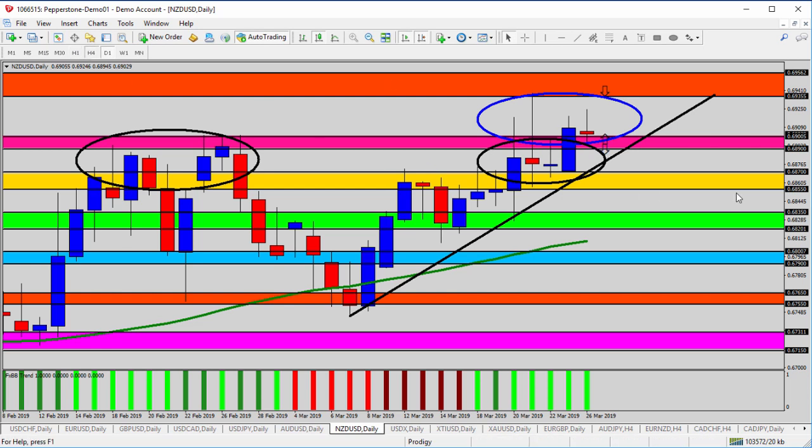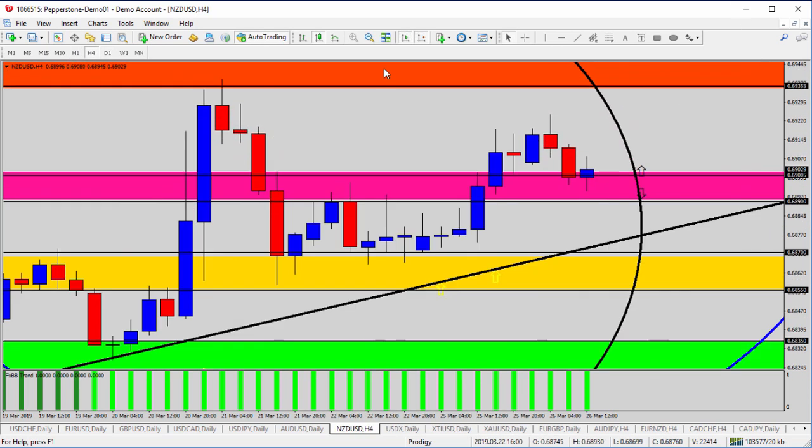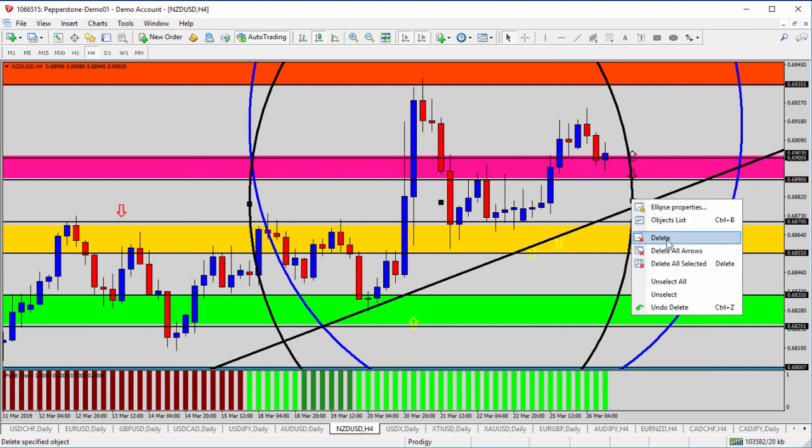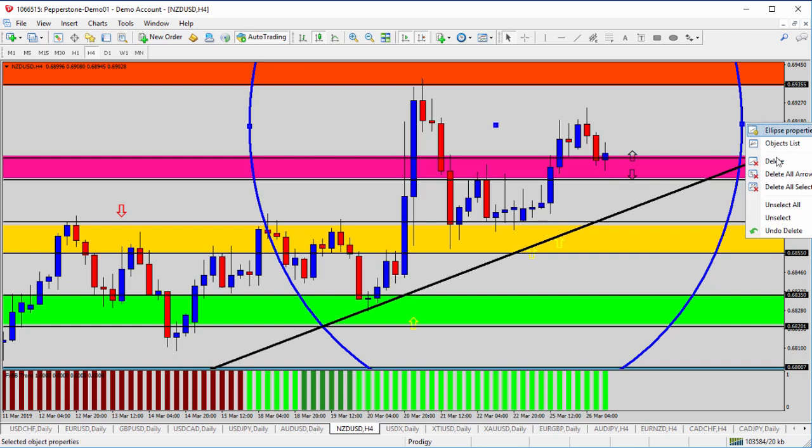Let's take it down to the 4-hour time frame. Now the circles are going to change shape when we get down here, so that's going to be a bit confusing. Let me take the circles off so we can really get a handle on this.